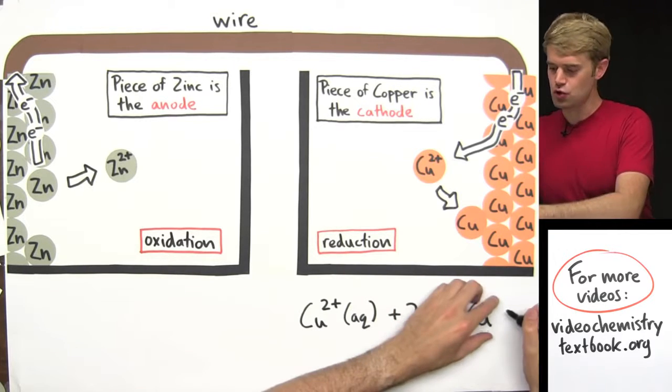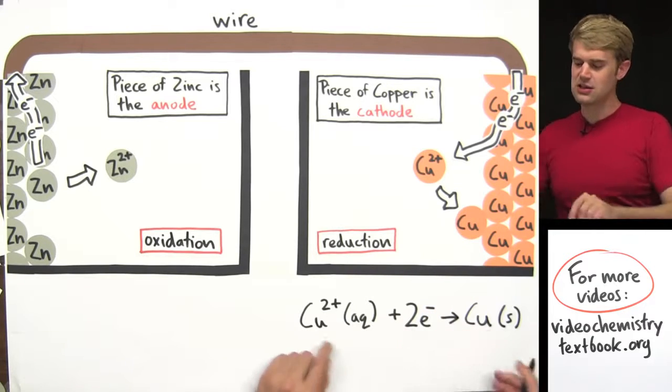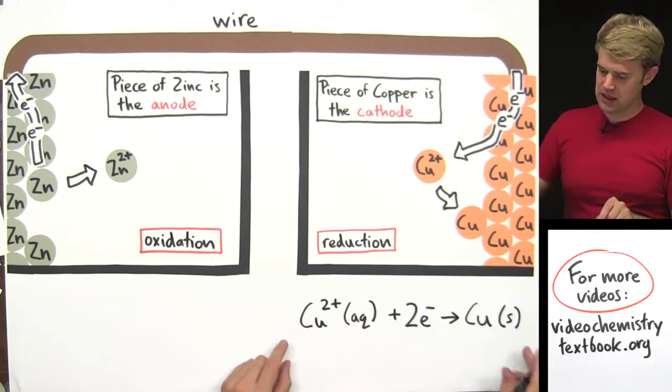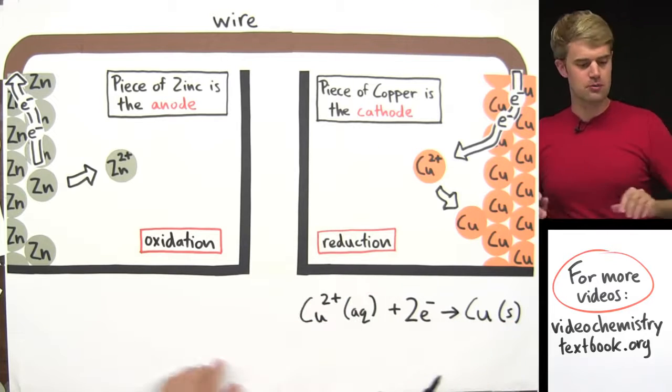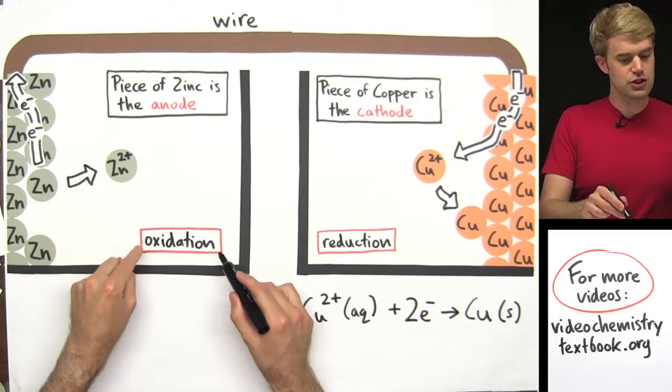That shows that it's neutral, and then it's part of the solid metal, so I write an S after it. So this is the reaction for the reduction process. Over here, the reaction for the oxidation process.